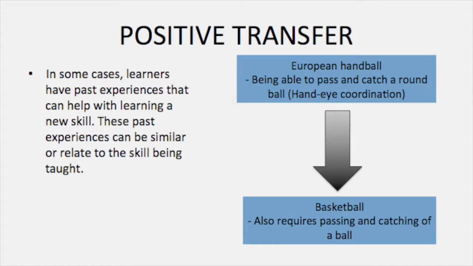Positive transfer is referring to any past experience a learner may have that could positively affect the learning of a new skill. For example, our participant has a history in European handball, where he learned how to pass and catch, which is heavily reliant on hand-eye coordination. This is helpful when learning basketball procedures because it requires similar skills.